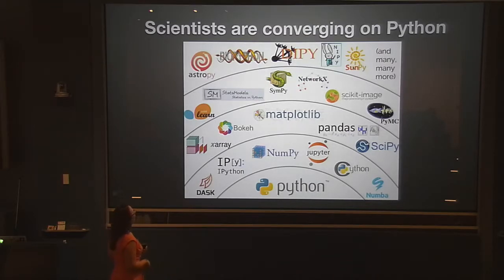So yeah, scientists are converging on Python. We're using it to develop, and we're also using it to do our science because so many other scientists have developed these extremely powerful packages.